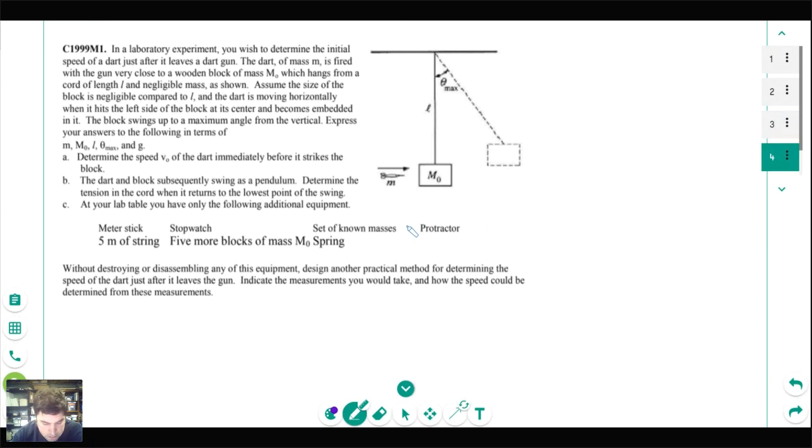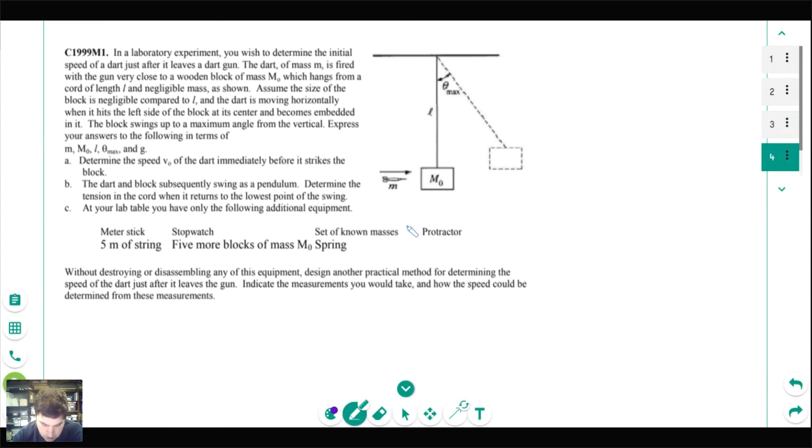All right, so we have a dart hitting a block down here. That block then swings up to its final position with the dart stuck in it. So this is the dart and the block stuck together. The size of the blocks is negligible compared to L. Let's give our answers in terms of m, M naught, L, theta max, and g.